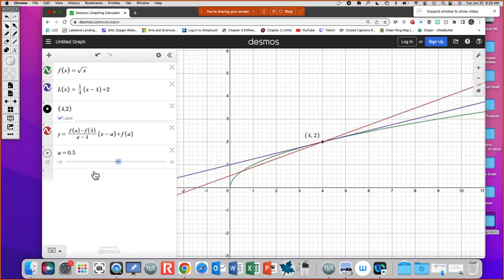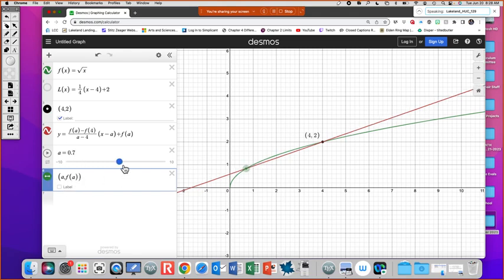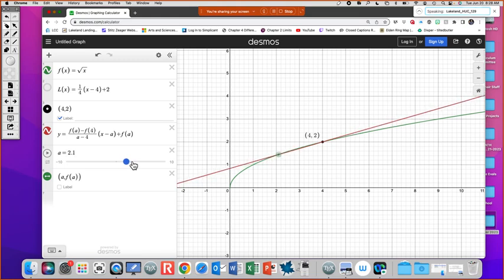Here we go. And I'm going to put a comma f of a on there. All right, so I'm going to take this off and take that off. Okay. So here are, so you see how this red line is the secant line. You see how it cuts through at 2 points? You follow? Now what happens as I move my a value closer and closer to 4?